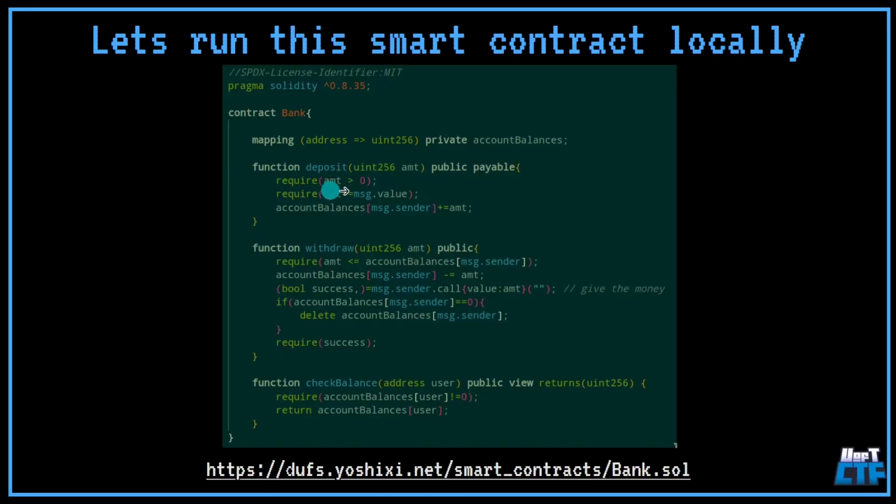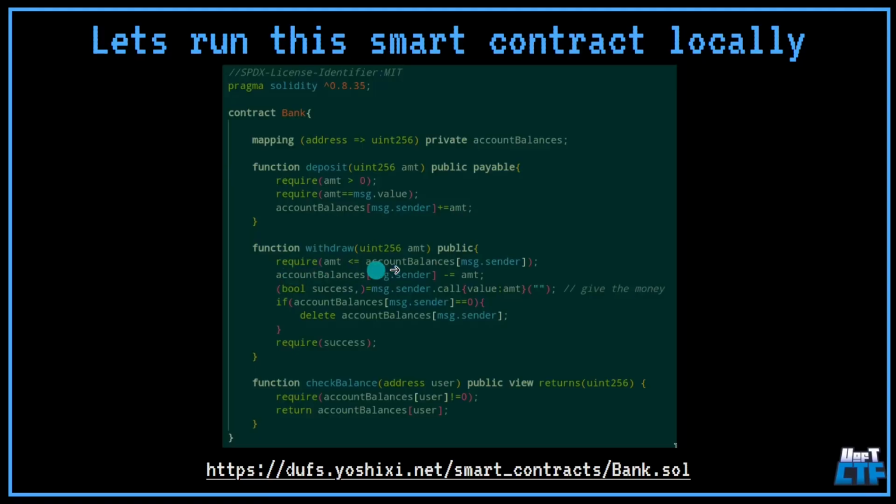And so what it's doing is it's requiring that the money that you give it is greater than 0, and that the Ethereum that you sent in the transaction is the same as the parameter that you gave. And if it is, then it updates this local dictionary, or mapping, hash map, of your address, message.sender, to that amount. And withdraw will do the same thing in opposite order.